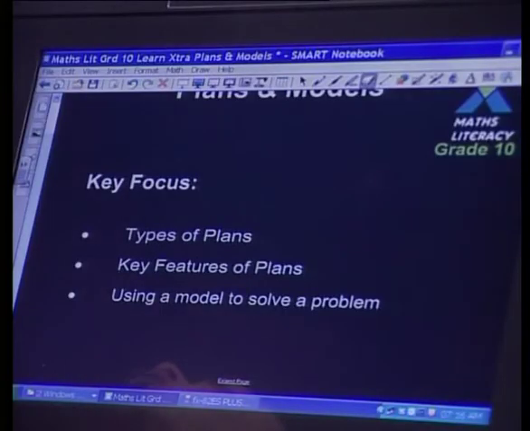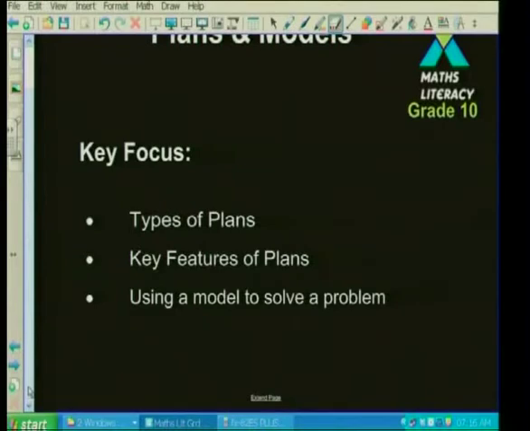And lastly, we will look at using models to solve some problems of a practical nature. We'll get to those in a moment.